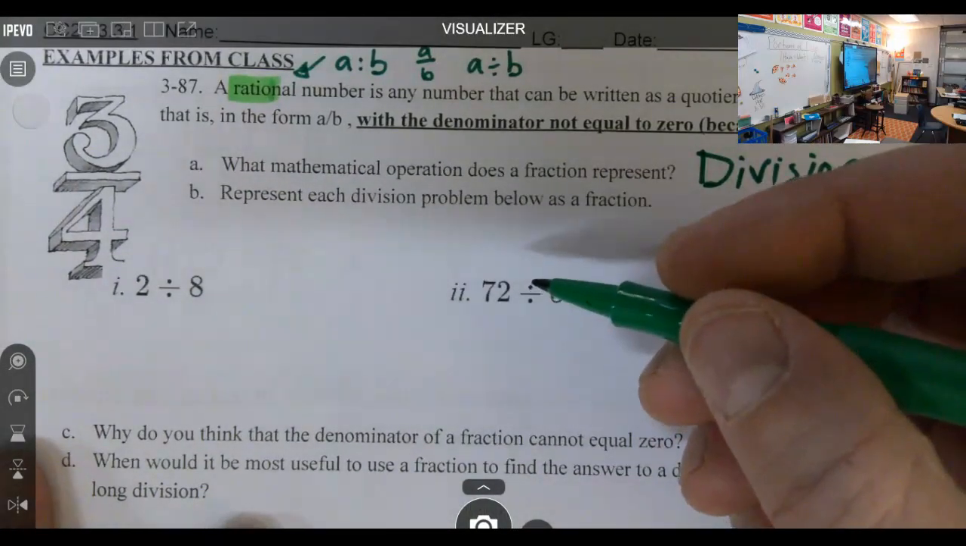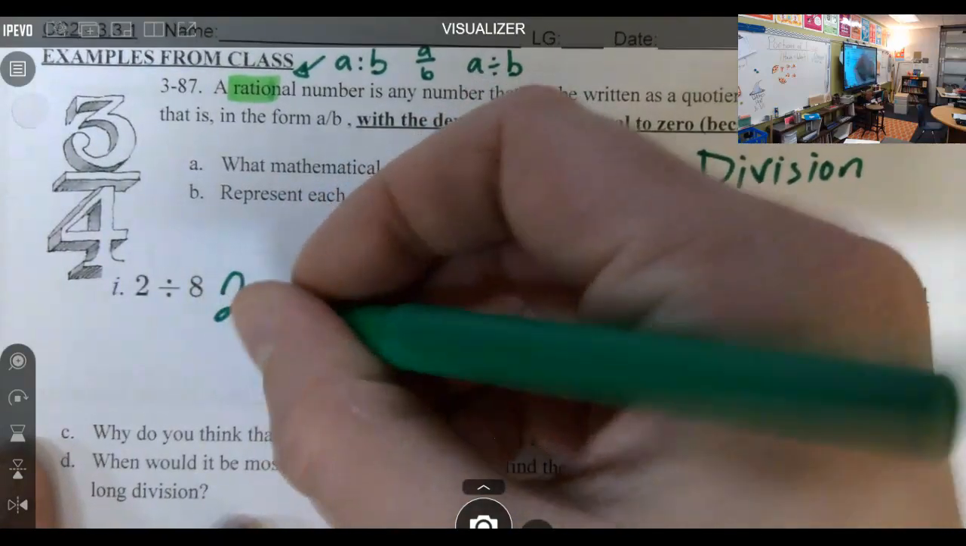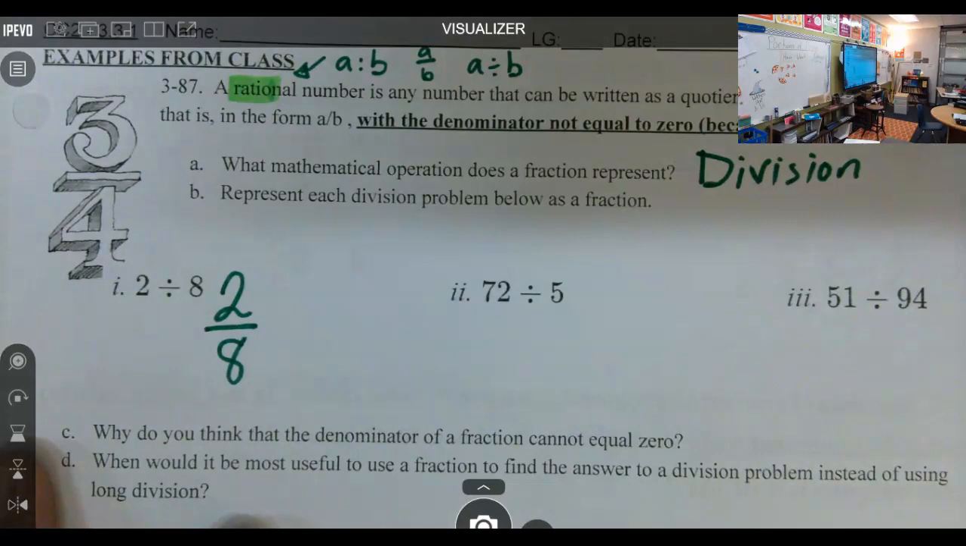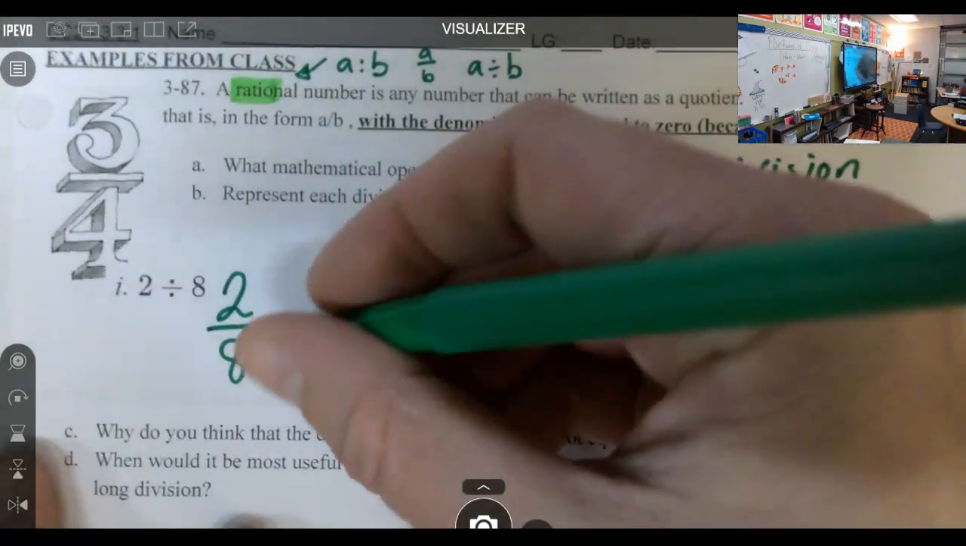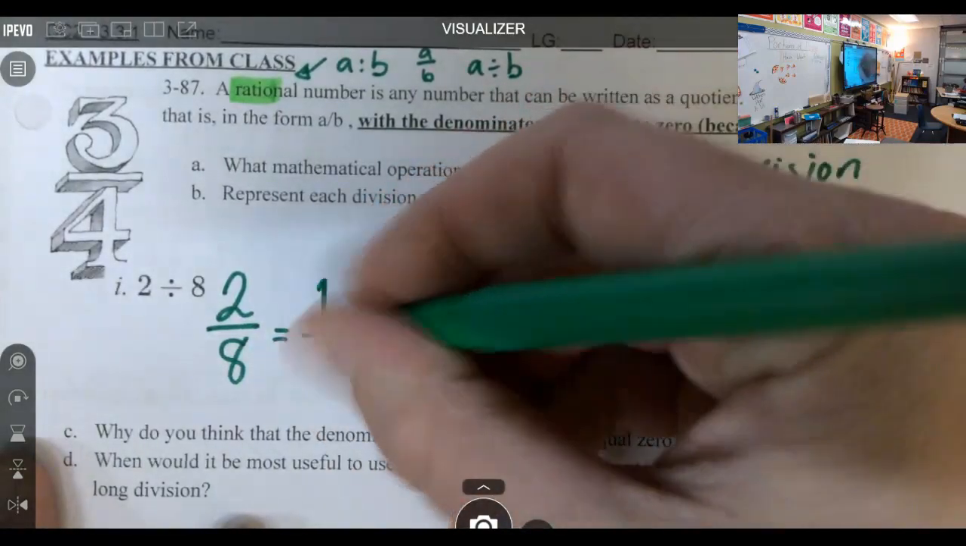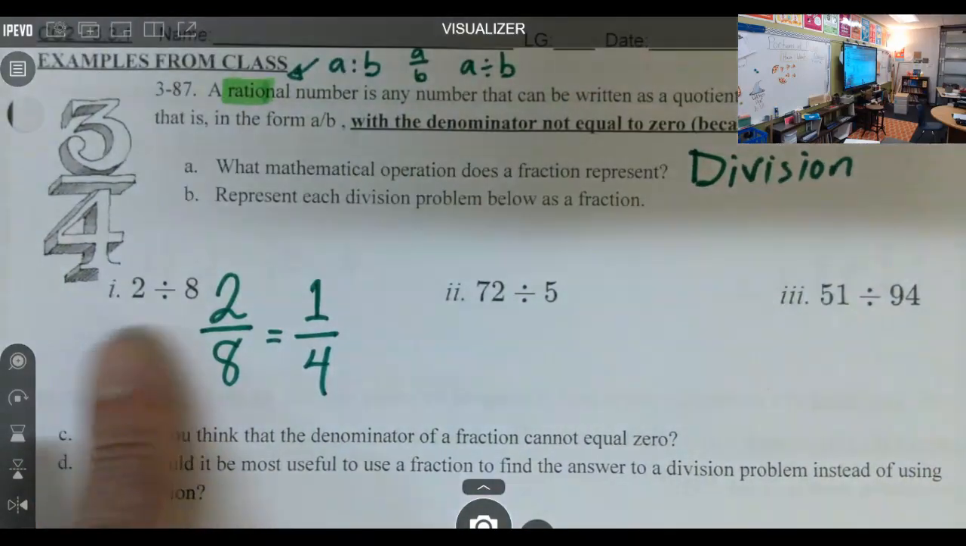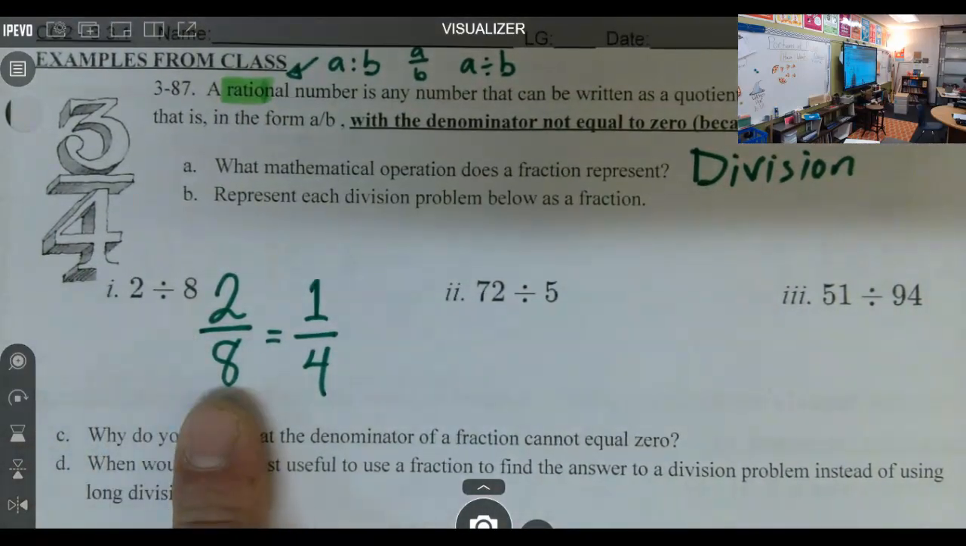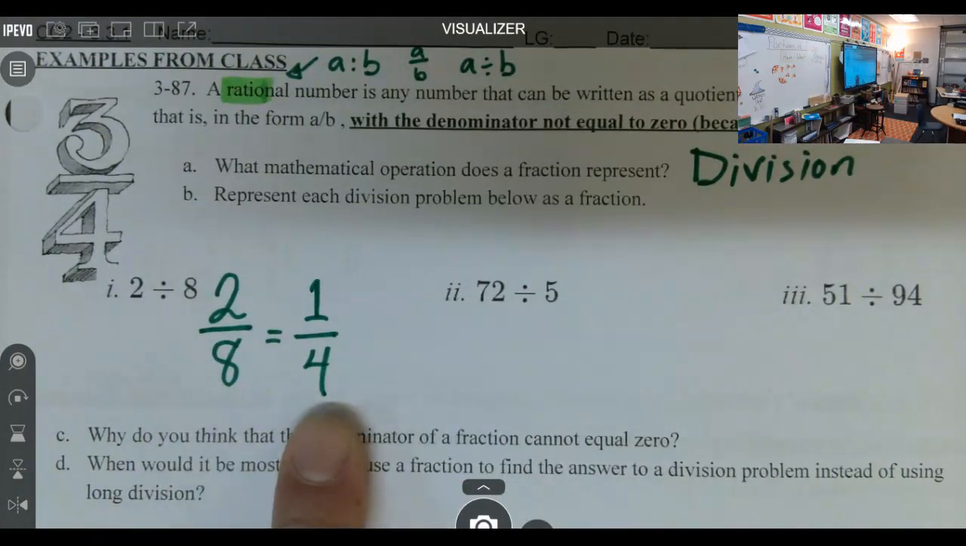I wrote 2 8s, so like 2 over 8? Yeah. Okay. Can that be reduced? Yeah. Equal to 1/4. So this 2 eighths can not only be represented as a fraction, but it can be represented as different fractions. And we could, of course, represent it as a decimal, but we're not talking about decimals today.